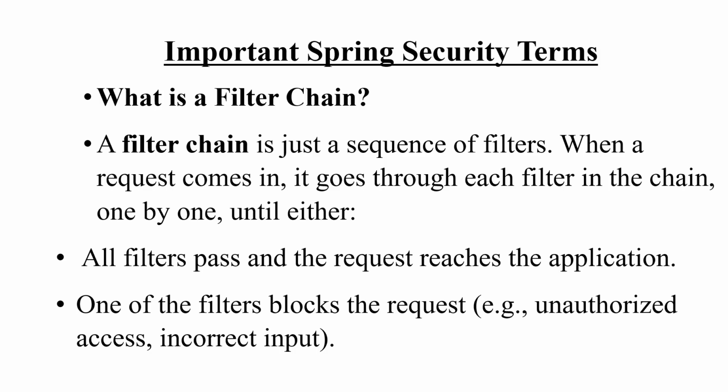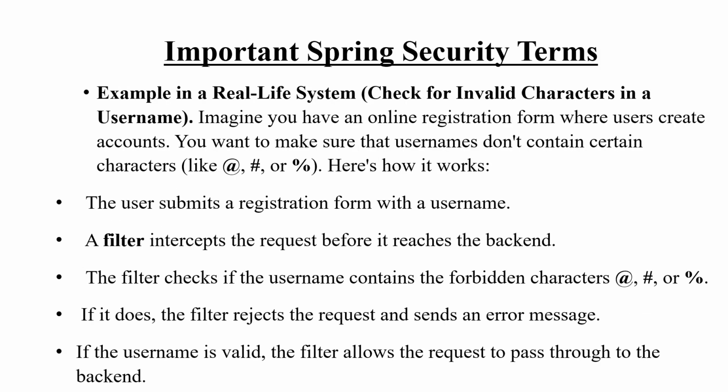So what is a filter chain? A filter chain is just a sequence of filters. When a request comes in, it goes through each filter in the chain one by one until either all filters pass and the request reaches the application, or one of the filters blocks the request, e.g. unauthorized access or incorrect input. So that is why we need filters. Very, very important.